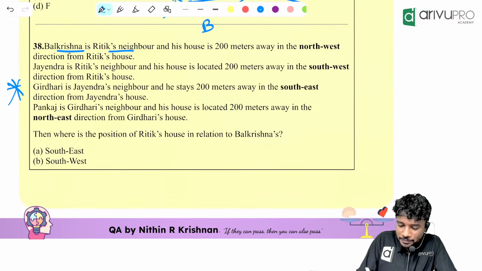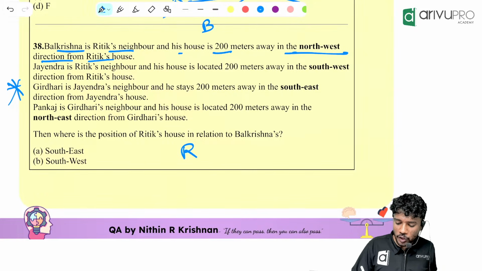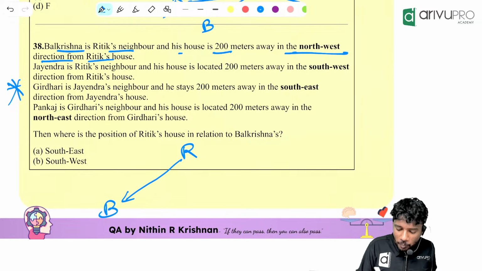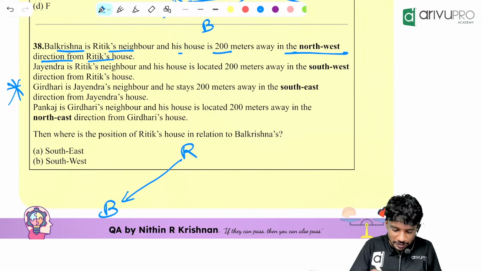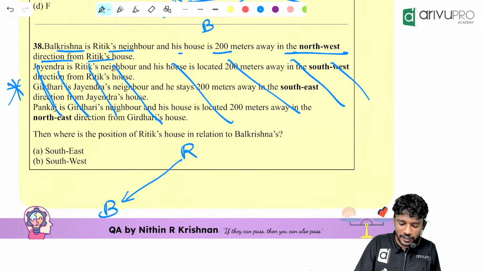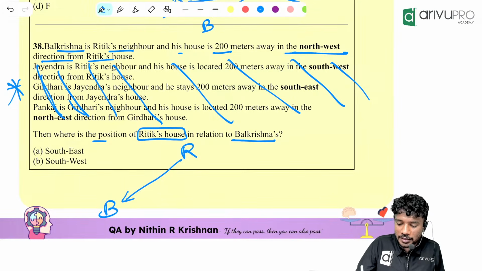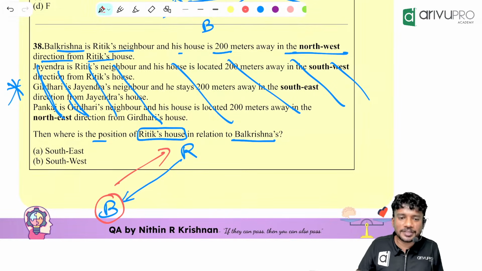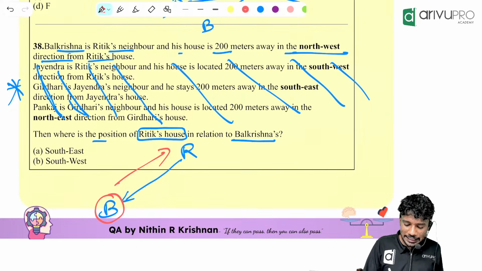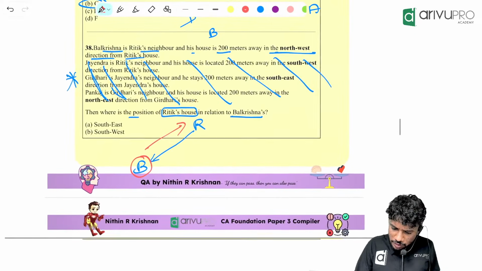Balakrishna is Ritvik's neighbor and his house is 200 meter away in the northwest direction of Ritvik's. So with respect to Ritvik's house, where is Balakrishna's house? Northwest direction is Balakrishna's house. Correct? Then finally read the question. Final question you guys read. Finally what is mentioned? Then where is the position of Ritvik's house in relation to Balakrishna? Tell me, with respect to Balakrishna, Ritvik's house is in which direction? South, east, sorry, north, east direction. Yes, north, east.